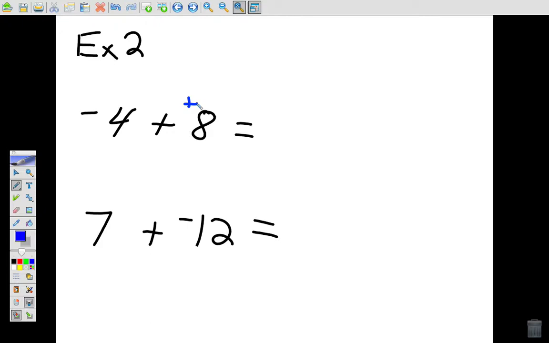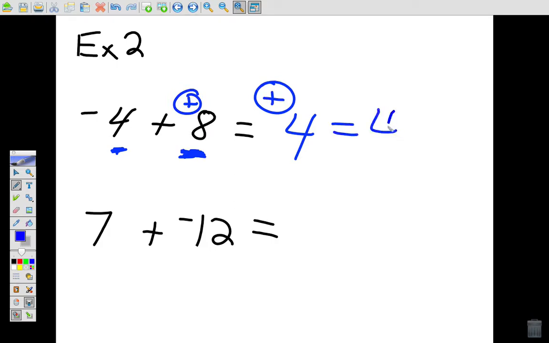Now by the rule, here's how we do this. You take the difference of just the numbers. Ignore the signs. Just take the difference of 8 and 4. That's 4, right? Now, 8 is larger than 4. So in other words, my answer is going to carry the sign of the larger number. 8's larger than 4. 8 is positive. It's a positive 4. Or in other words, just 4.